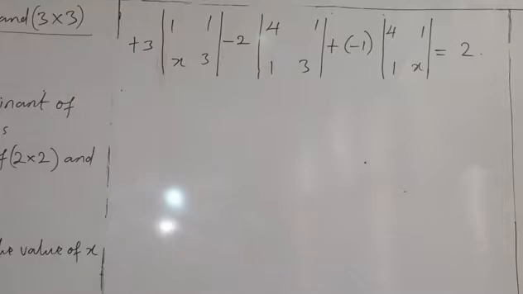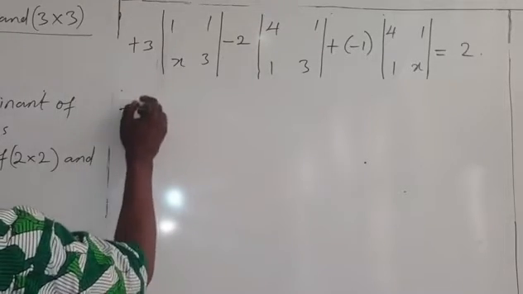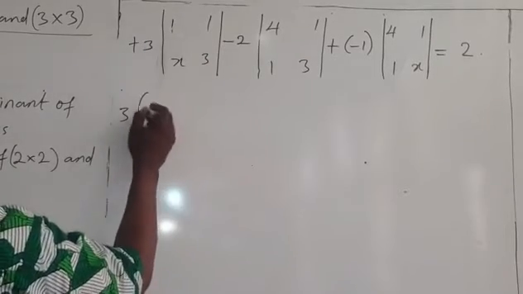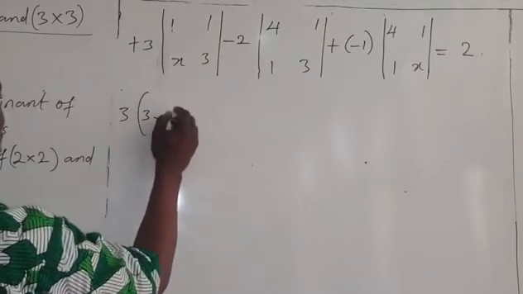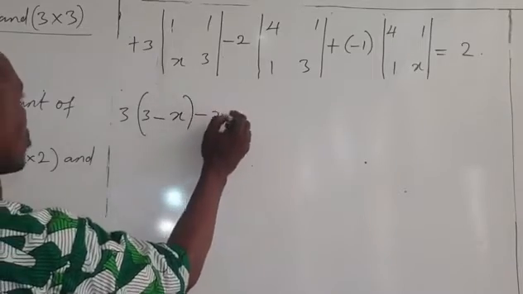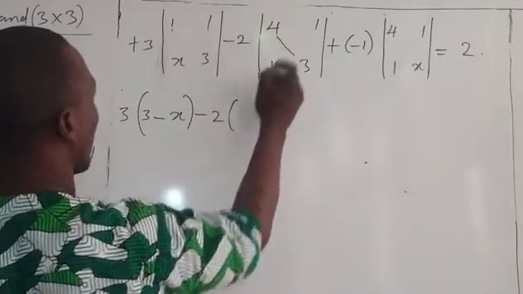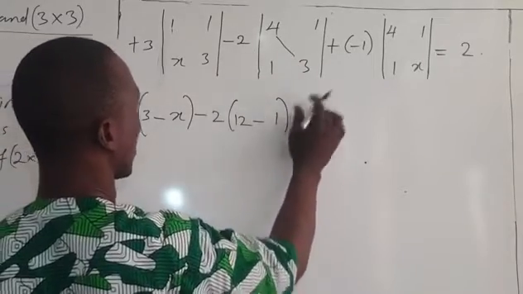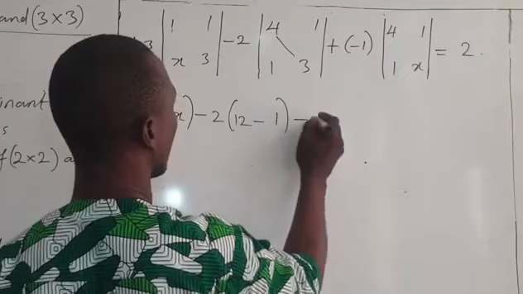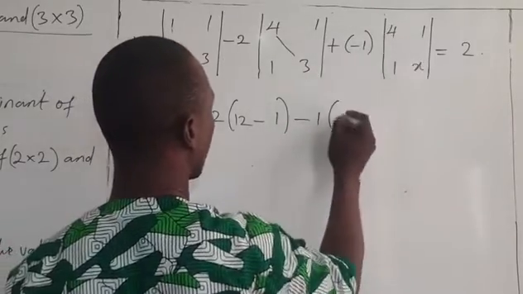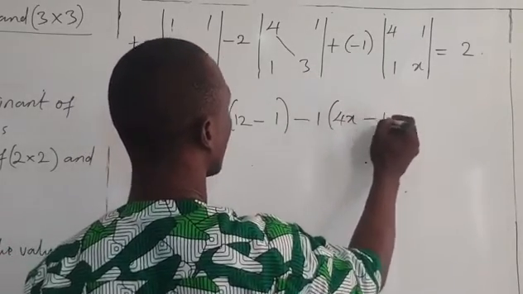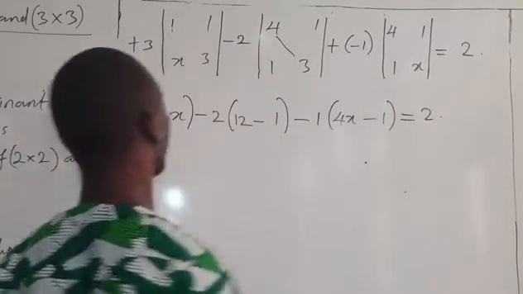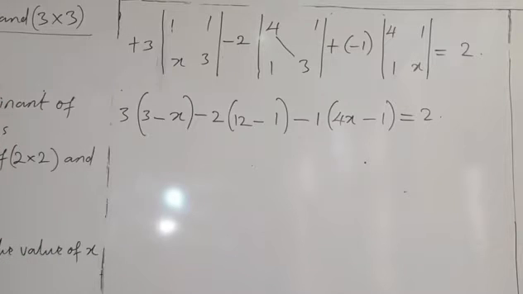So we now simplify further. So we have 3 and 2. Multiply the principal diagonal, that is 3 times 1, 3, minus 1 times x, x. Then minus 2 and 2, 4 times 3, that's 12, minus 1 times 1, 1. Then plus times minus is minus 1 and 2, 4 times x, 4x, minus 1. So that is 1 times 1 minus 1 equals 2. So you can open the bracket and simplify.